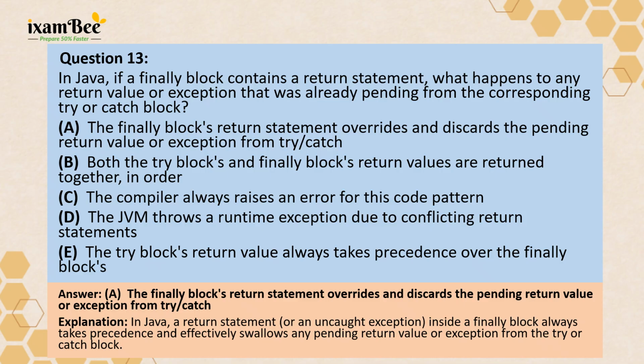This is a subtle but important Java behavior that's worth remembering precisely. A return statement inside a finally block always wins. It doesn't matter whether the try block already had a return value ready to go or even whether an exception was actively propagating. The finally block's return statement takes over completely, and that pending return value or exception is simply discarded. Hence, the answer here is option A.